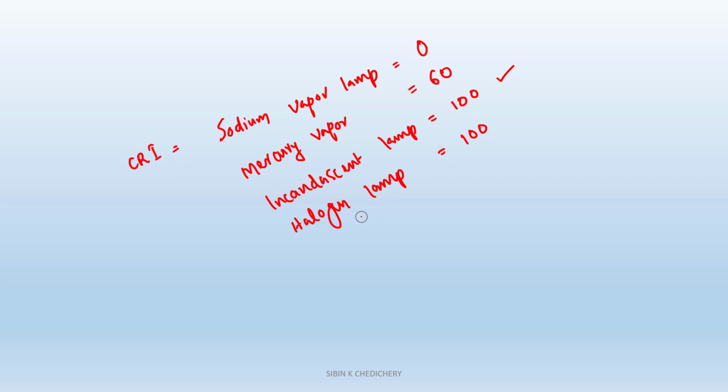Then we have LEDs. For LEDs, the CRI value is nearly 90 to 100. Not 100, it is above 90. Most of the time they ask 90. Then we have the fluorescent lamp, that is the tube light, right? The CRI value of a tube light is 70 to 90.